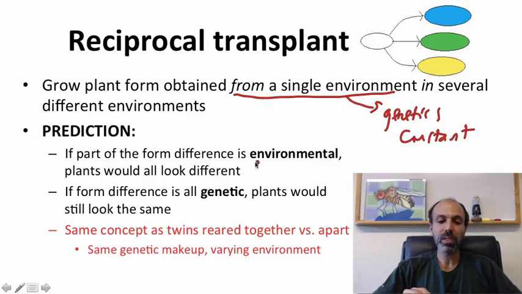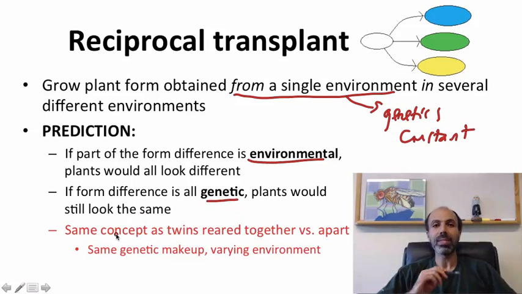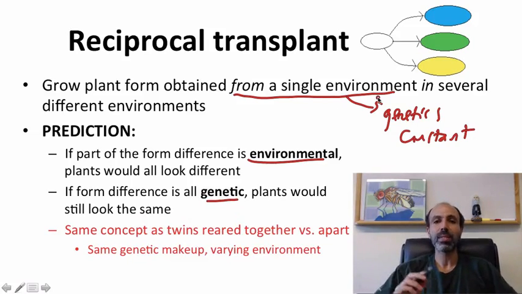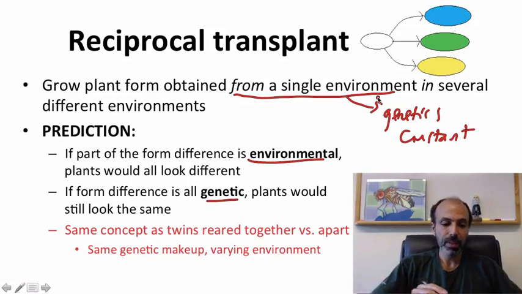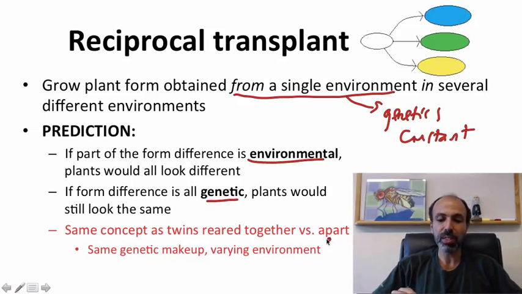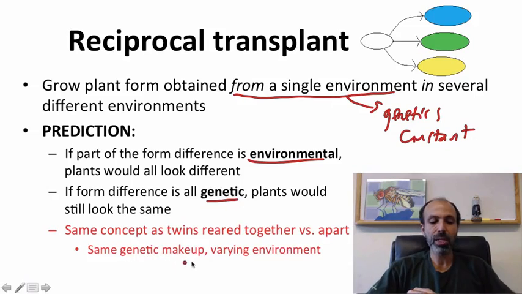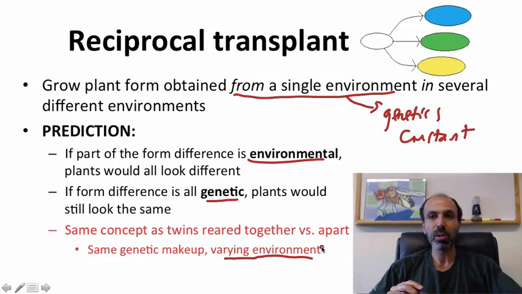If part of the form difference is environmental, then they should in fact look different. In fact, if the form difference was purely genetic, then all the plants would still look exactly the same, right? Because they're all derived from that same place. Okay? And this is the same concept as these twins reared together versus apart, that we're using the same genetic makeup, right? And we're varying the environment in which the plants are grown.